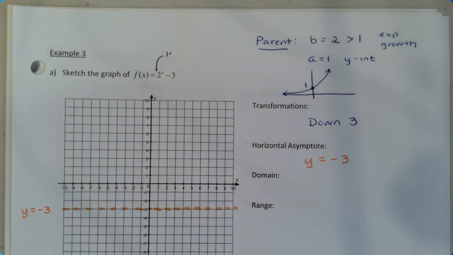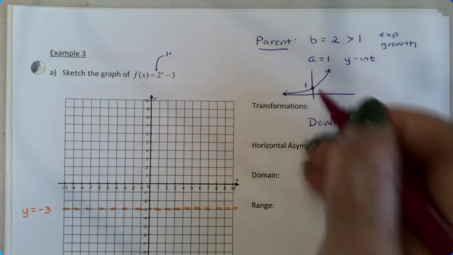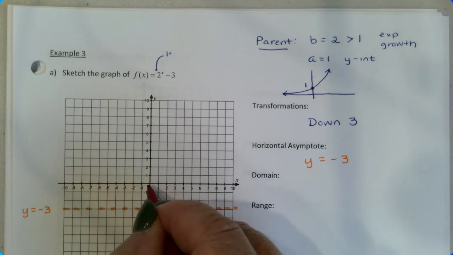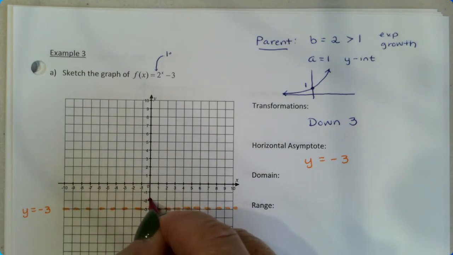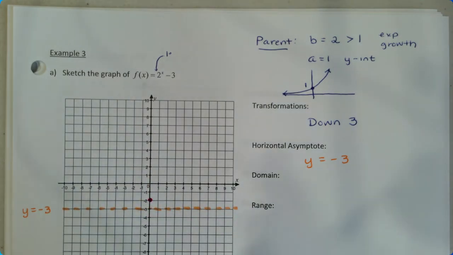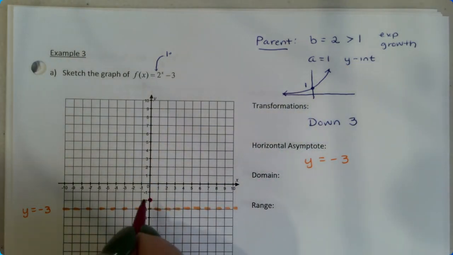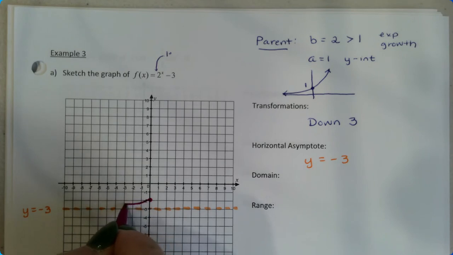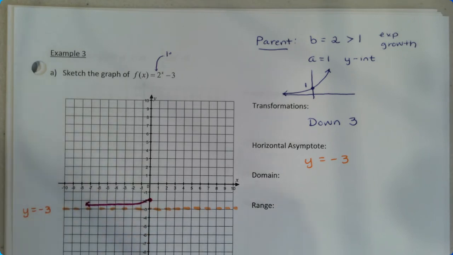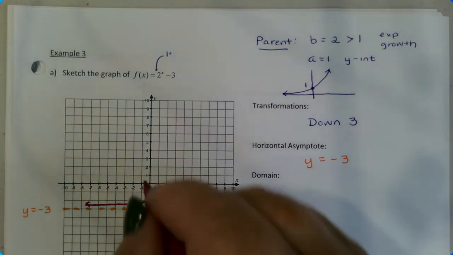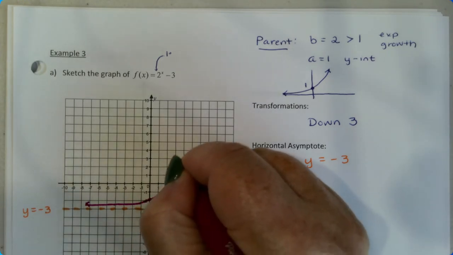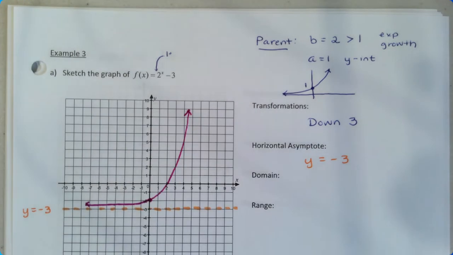All right, the other thing I want to shift is my y-intercept, which was at 1. I'm going to shift it down 1, 2, 3. It's here now. And then I'm just going to sketch in the exponential growth function. It gets small and approaches the horizontal asymptote on the left side, and then it gets large on the right side.